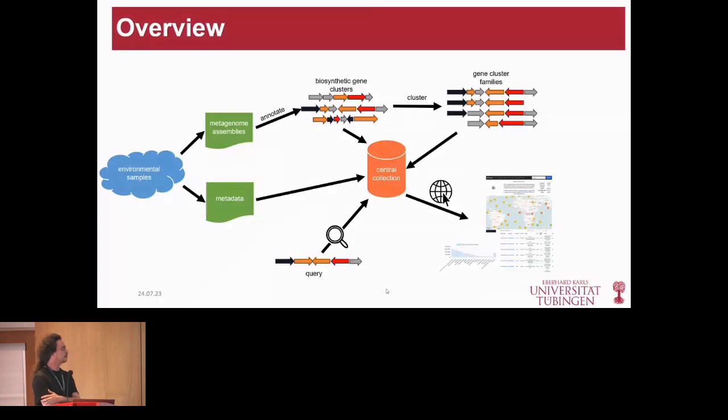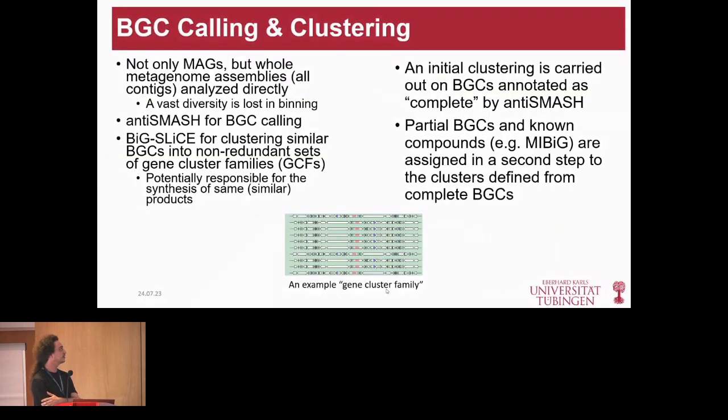Briefly, the way that gene cluster calling and clustering works is that we take not only the metagenome-assembled genomes, but whole metagenome assemblies, so all of the contigs that are produced from an assembly, because when you bin contigs into MAGs, as probably most of you know, we lose a vast majority of them in the process, especially when we want to work with the high-quality ones. So we take everything that's in there. We use antiSMASH for gene cluster calling, and we use BiG-SLiCE for clustering similar gene clusters into gene cluster families, the so-called GCFs.